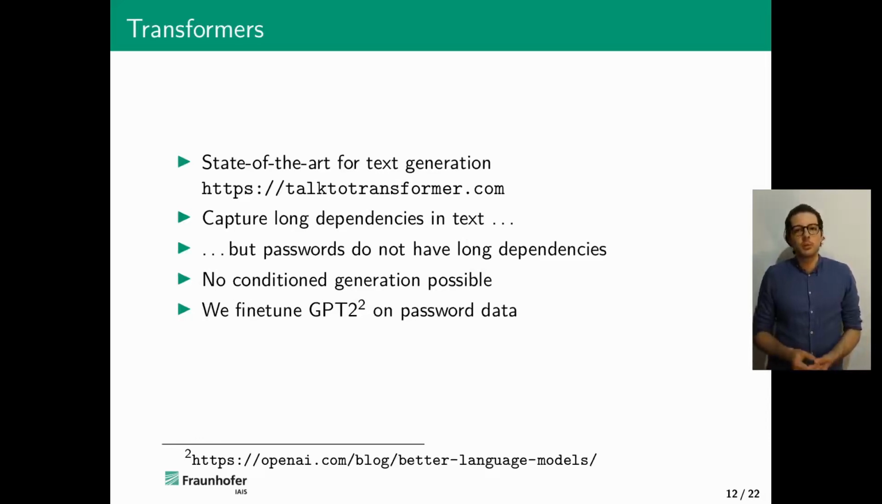For our experiments, we fine-tune a GPT-2 model from OpenAI on password data. So GPT-2 is a language model. That means it was trained on a huge corpus of text data, and at each step in the sequence, it tries to predict the next word. To fine-tune it on password data, we then continue the training on a corpus of successive passwords.